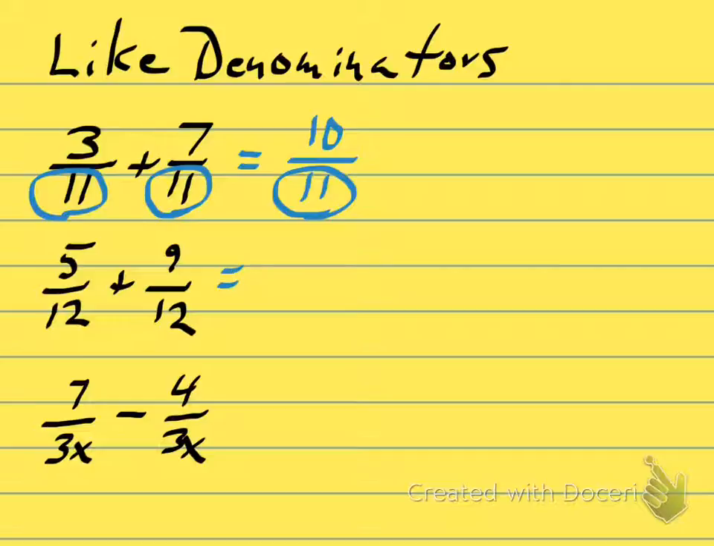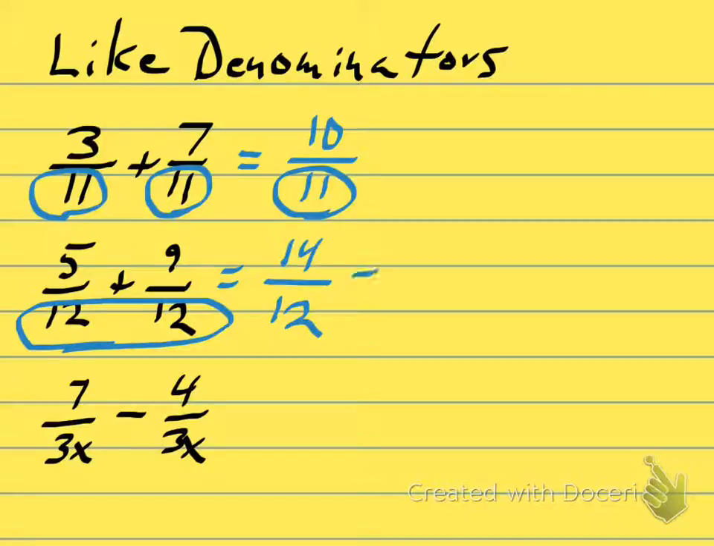Max, what should I do on the next one? Check the denominators, and what do you see? 12 and 12. They're both the same. It will be 12. So we're going to be dealing with 12ths. So let's go ahead and put the denominator down. It doesn't ever change. And what do I do on top? You add. Yep. So I get 9 plus 5 is 14.